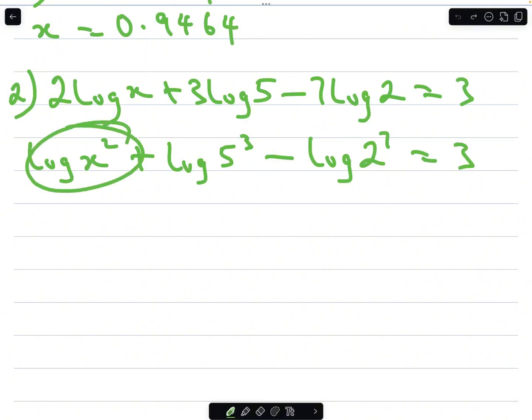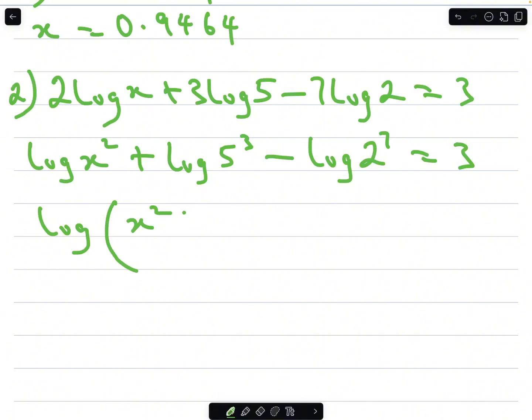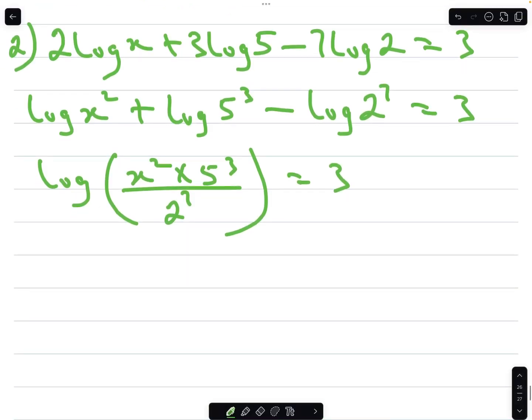Addition, multiply. Subtraction, divide. So this will become log open bracket x raised to power 2 times 5 raised to power 3, over 2 raised to power 7. Do you understand? Are you sure? Yes. Good.